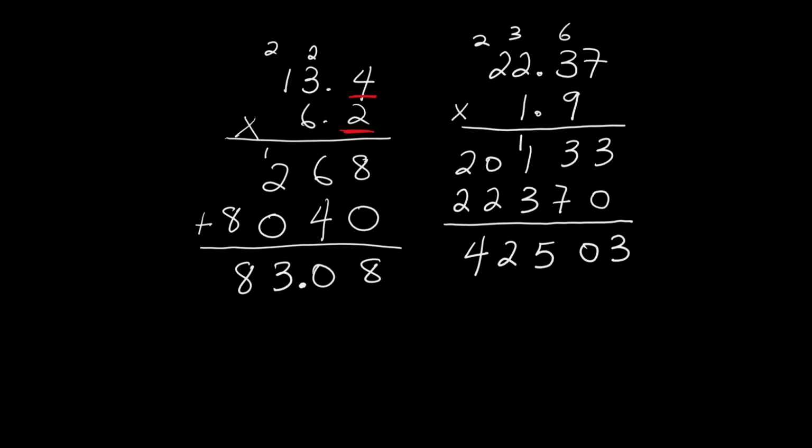Now, to figure out where we should put our decimal point, we need to decide how many numbers are behind the decimal point up here. So right here we have 1, 2, and 3, which means our answer should have 3 numbers behind the decimal point. So our decimal point will be right here. And so our final answer would be 42.503.